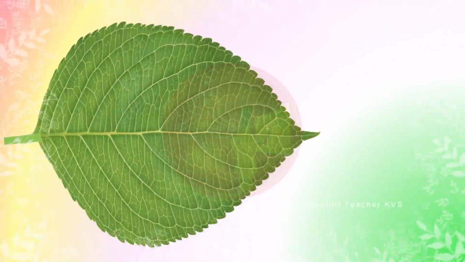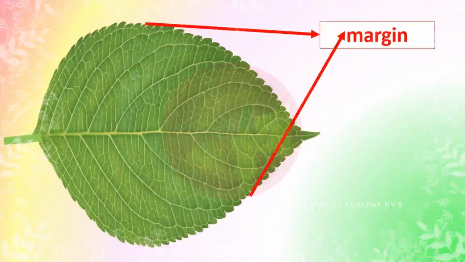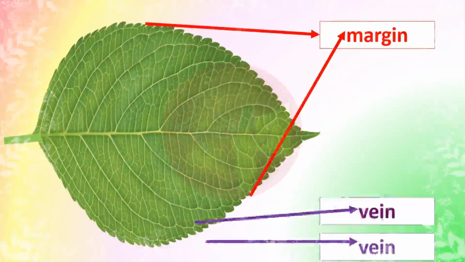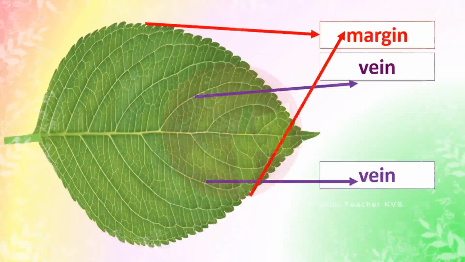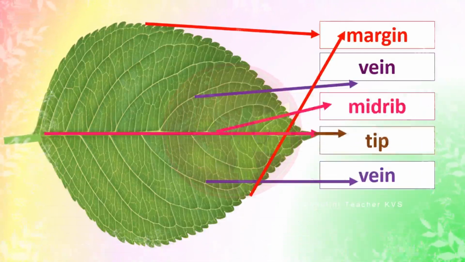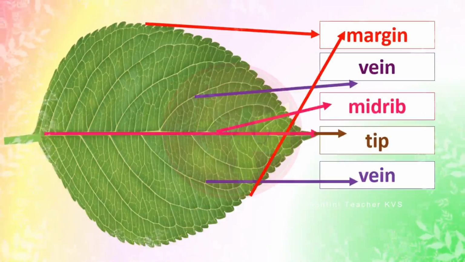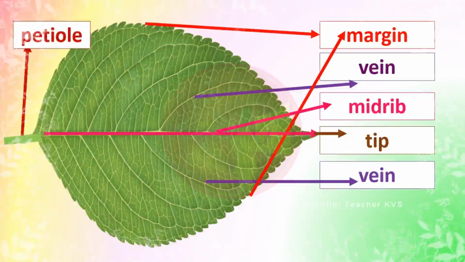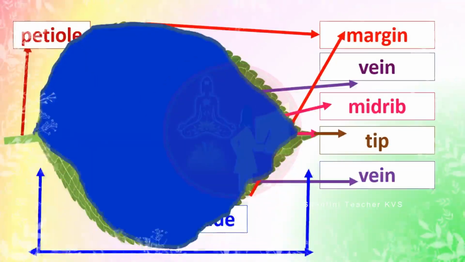Let's recapitulate the parts of a leaf. Margin, the edges, boundary of the leaf. Veins, midrib, the center vein, tip, petiole, leaf blade, the surface of the leaf.